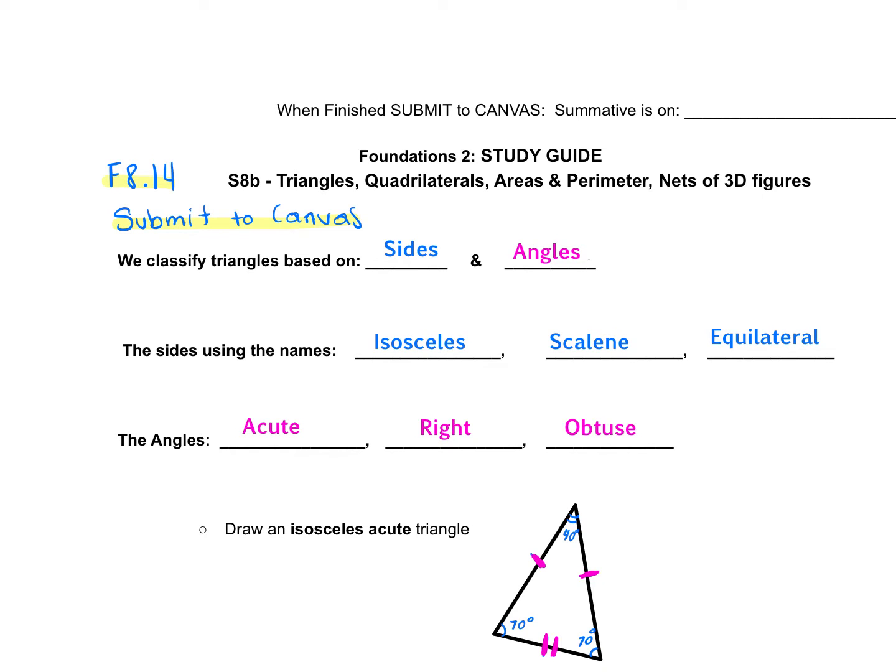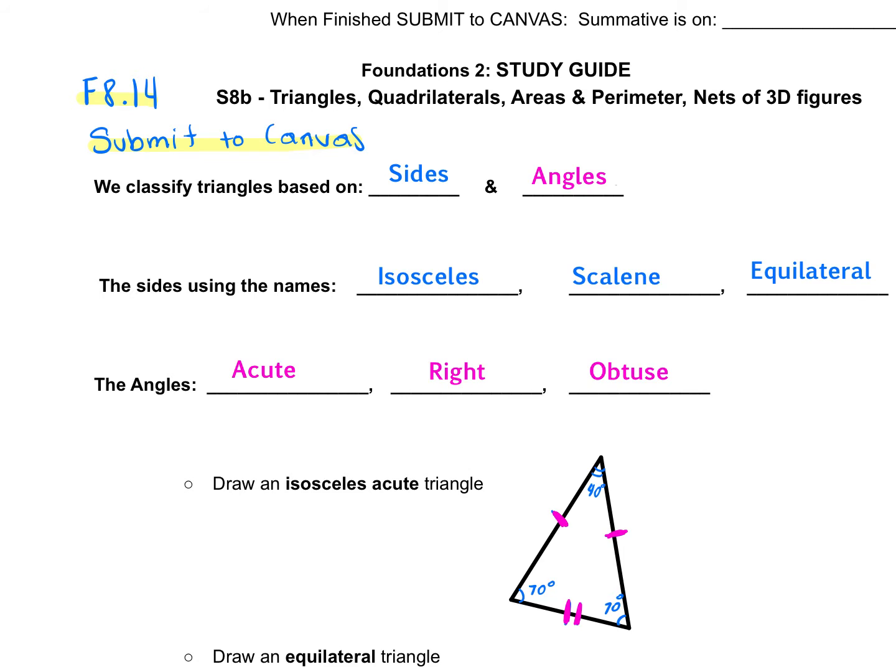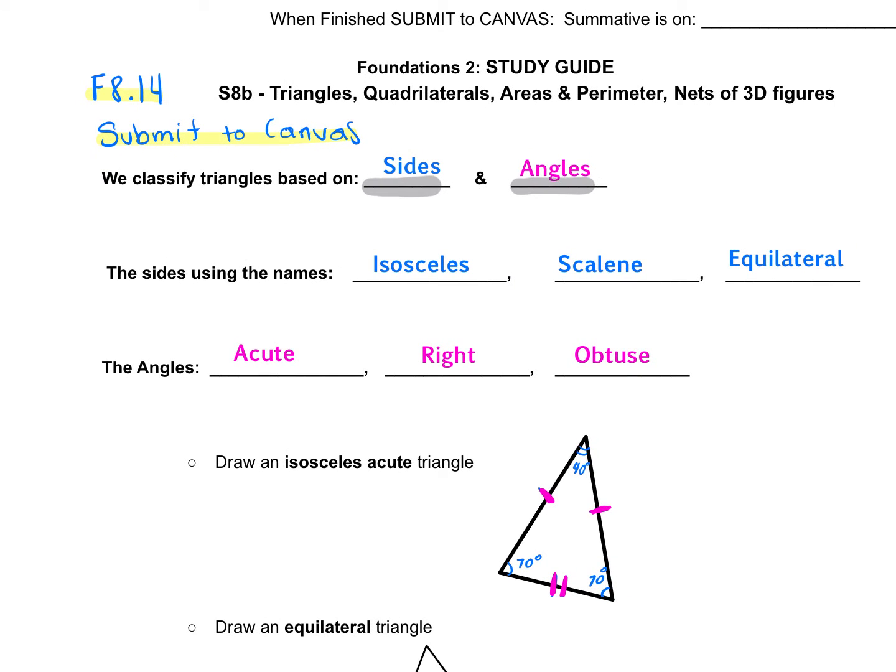Let's go ahead and check your study guides. You should have written that we classify our triangles based on their sides and their angles. The three names we use when we're classifying it based on their sides is isosceles, scalene, and equilateral. And our three angles are acute, right, and obtuse.